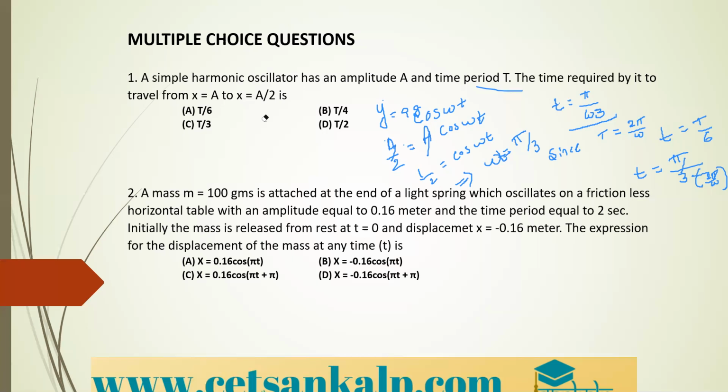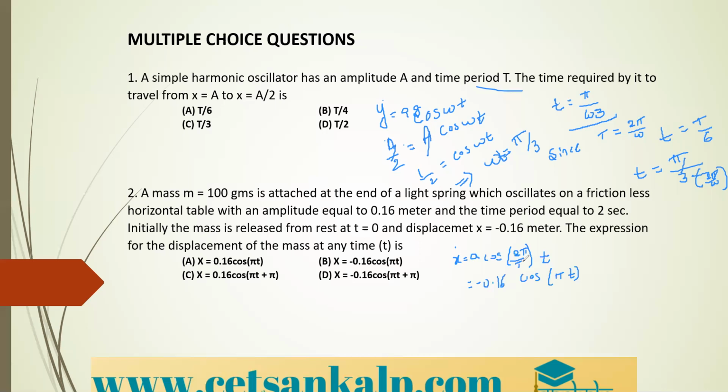The expression for the displacement of the mass at any time is given by. So a standard equation is what? How can we do this? See here. We can simplify it as x is equal to a cos 2 pi by T into t. Therefore, this is equal to minus 0.16 cos pi into t. Why? Because capital T, the time period, they have given as 2 seconds.